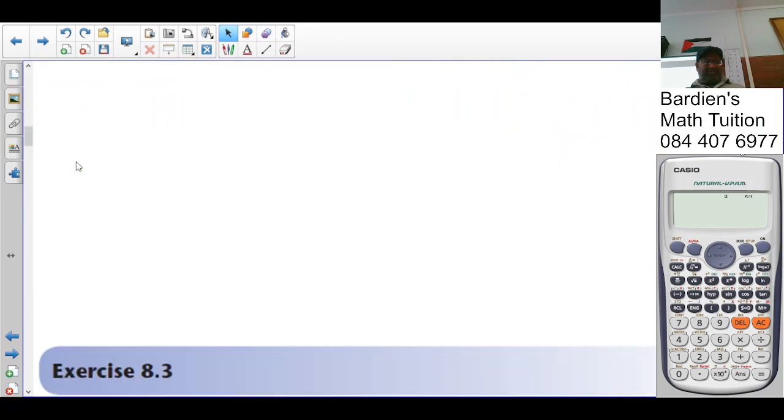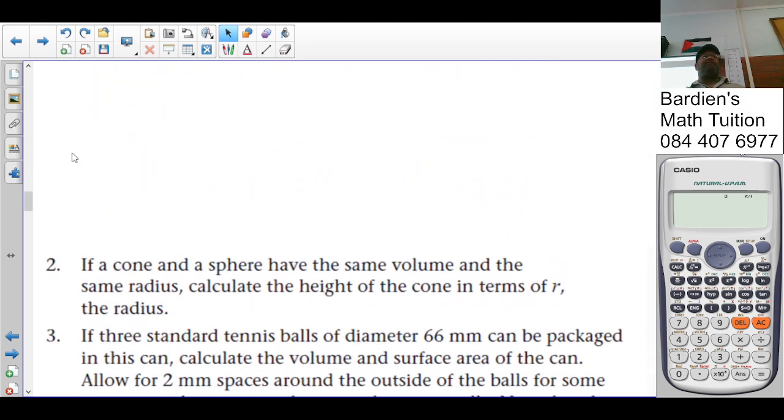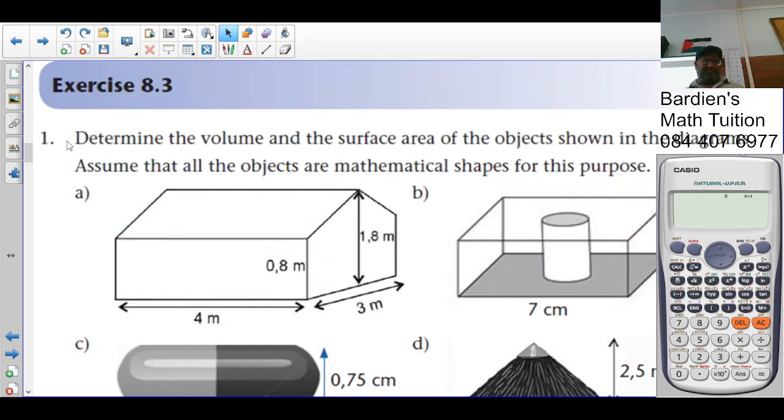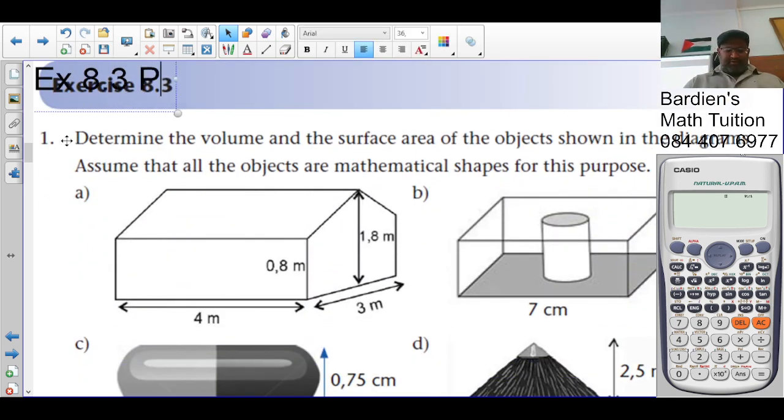Right, the homework was exercise 8.3. Exercise 8.3 was on page 266.